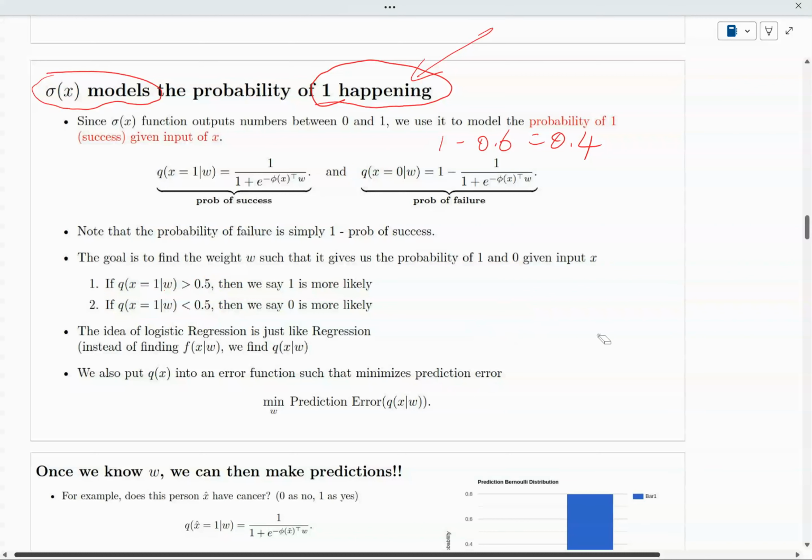So the idea of logistic regression is just like regression. In regression, we try to find some function in terms of W. Here we're also trying to find some function, but a probability function. And then, similarly, we put this equation of a probability function into some kind of prediction error. So the goal is to minimize the prediction error by finding the best W value that goes in here. Okay, so that's the goal.